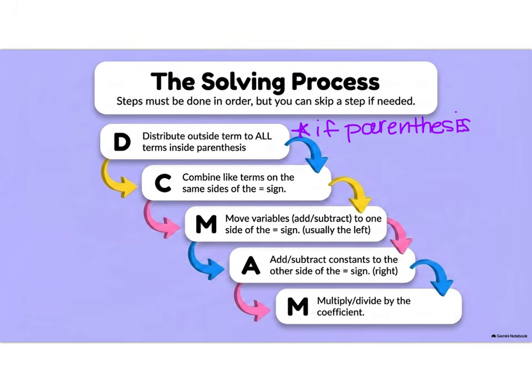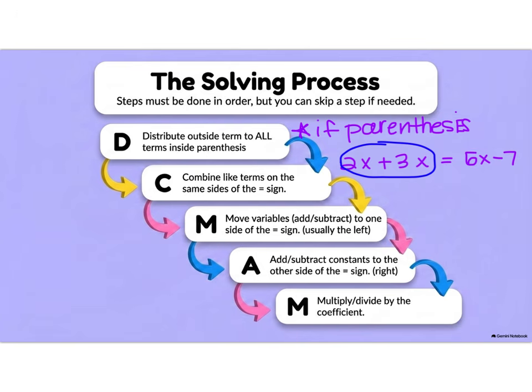Next is combine like terms on the same side of the equal sign. So for instance, if I have 2x and 3x on the same side of the equal sign, okay. First thing I want to do before adding and subtracting across the equal sign, I want to first combine these, okay? I want to add those together. It makes you have less steps and it simplifies the problem. The next is to move variables by adding or subtracting to one side of the equation.